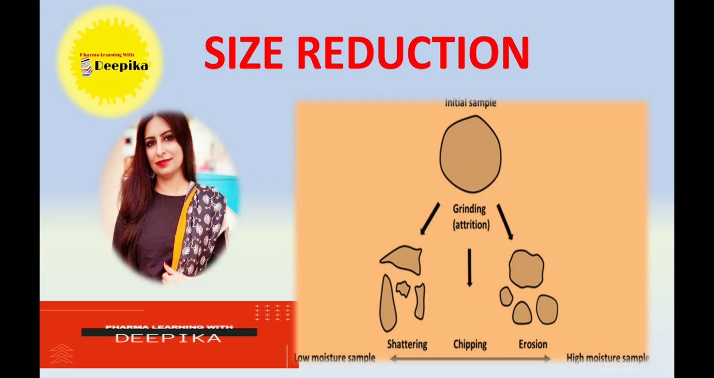In our previous video lectures on size reduction, we had discussed the definition of size reduction, processes of size reduction, objective of size reduction, factors affecting size reduction, merits and demerits of size reduction, principle and theories of size reduction, and various equipment used in size reduction. So, in equipment we have discussed the hammer mill. Now let's discuss the ball mill.